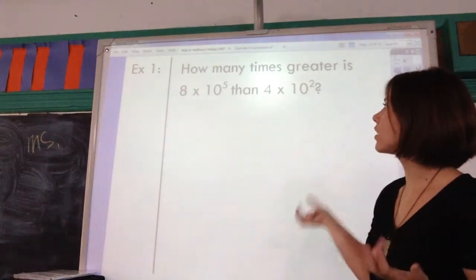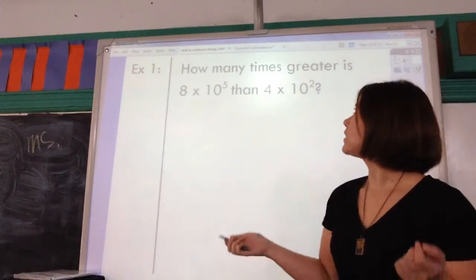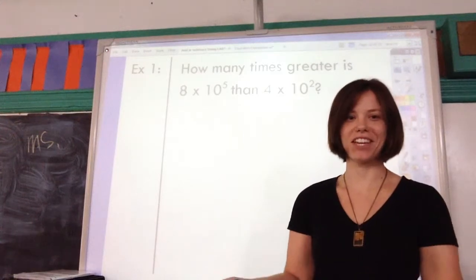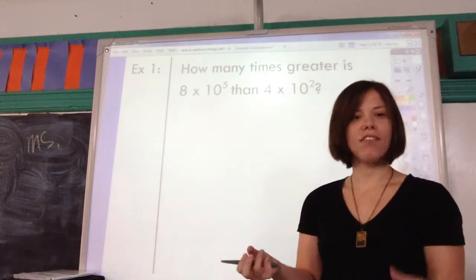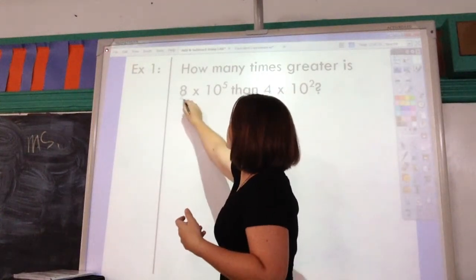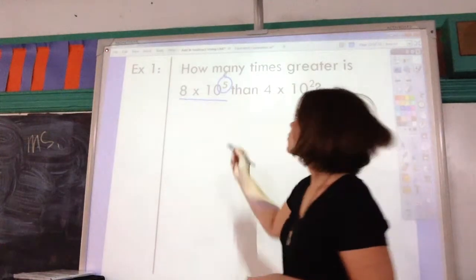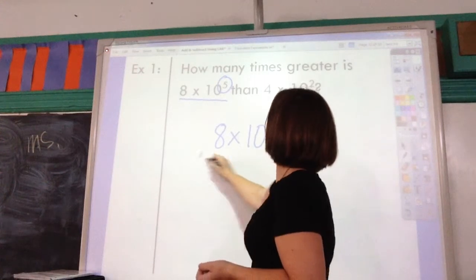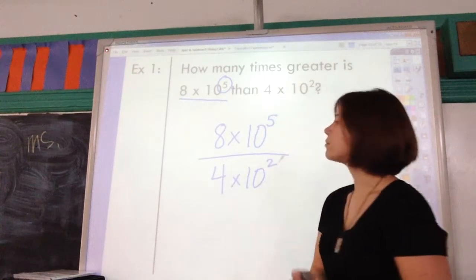How many times greater is 8 times 10 to the 5th than 4 times 10 squared? Well, I definitely can't count by 4 times 10 squared to get to 8 times 10 to the 5th, so this is where I need to take my larger number and divide it by my smaller number. I know that this number is greater because it has a larger exponent. So I'm going to put this one on top of my division problem. 8 times 10 to the 5th divided by 4 times 10 squared.